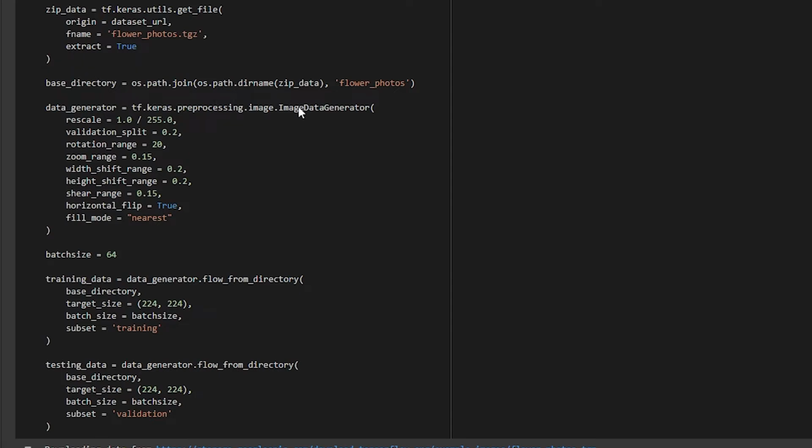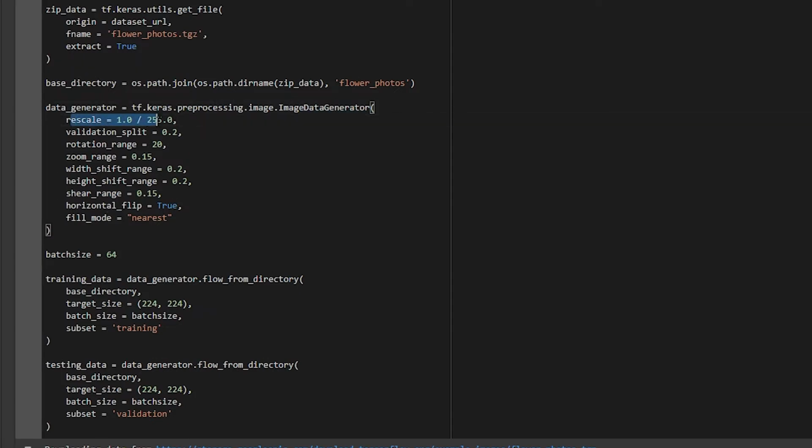In the image data generator, apart from rescaling and validation split, I have started putting a lot of things. Rotation range I am giving. I am trying to zoom the image. I am doing width shift range, height shift range. Then I am also shearing the image, where you bend the image in one particular dimension. Then horizontal flipping is also true, and fill mode is nearest. So these are the things I've considered. Only this has been added, everything else stays the same.